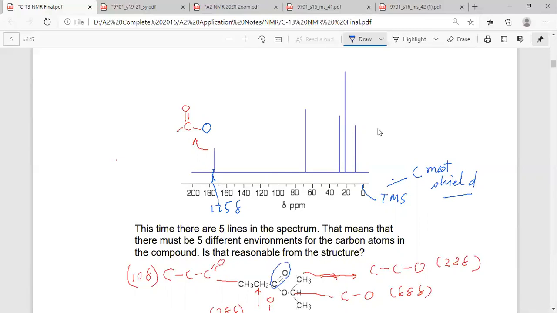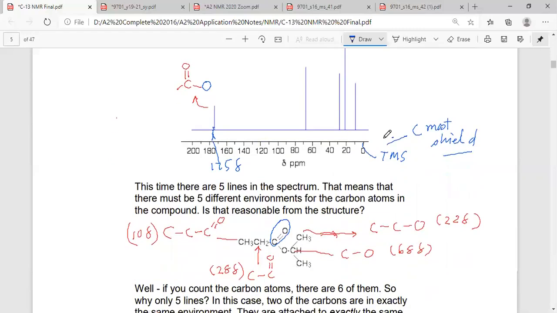Now next, the carbon that is most deshielded is the carbon next to oxygen. Right here. C-O, and this C-O is not to a hydrogen, which would be alcohol, but to another carbonyl group. Now here remember it's about 68. This is the one given. So next I've got 68.